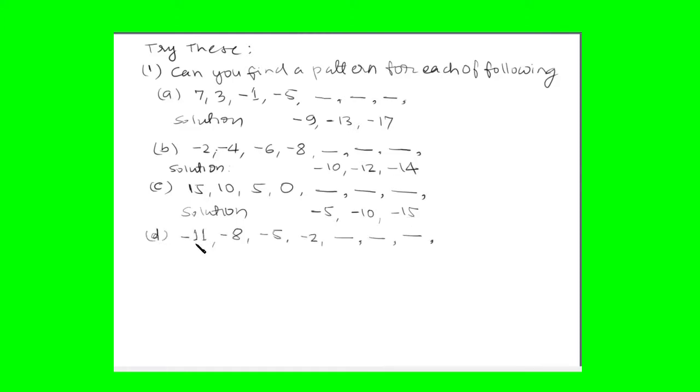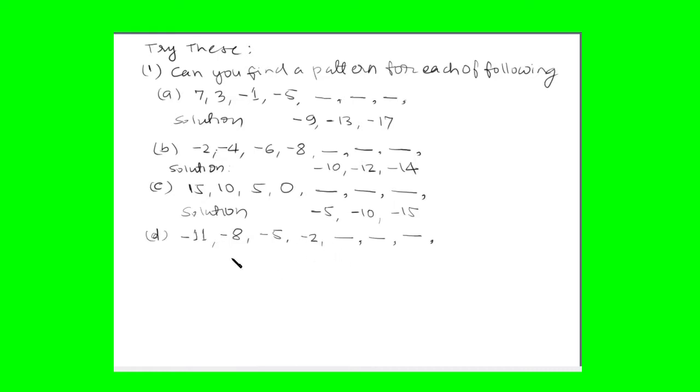Part D of the question: the pattern given is -11, -8, -5, -2. In pattern D, what do we get? -11 and -8: what is the difference between them? It is 3. When we add 3 to -11, we get -8. When we add 3 to -8, we get -5. When we add 3 to -5, we get -2.